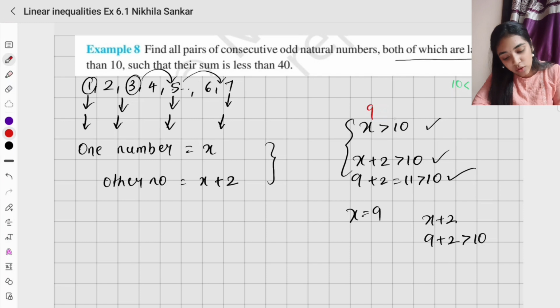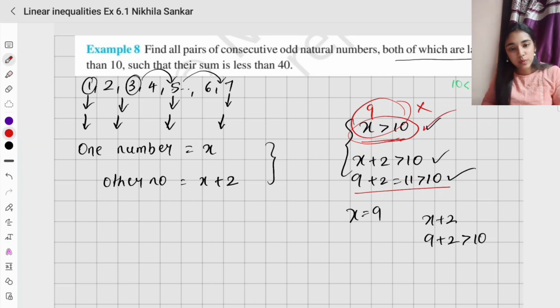But what happens if we put 9 here? Is 9 greater than 10? No. So this particular equation has to be x greater than 10. If this is greater, then this is definitely going to be greater. Okay, it has to satisfy this particular equation when you are dealing with larger numbers. Similarly, you take the other condition when you have less than. If it is greater than, you take this condition.